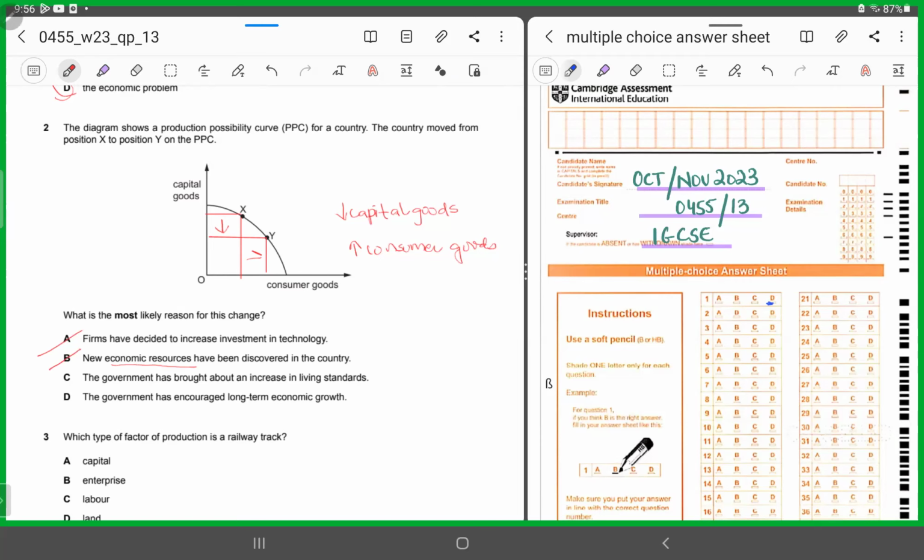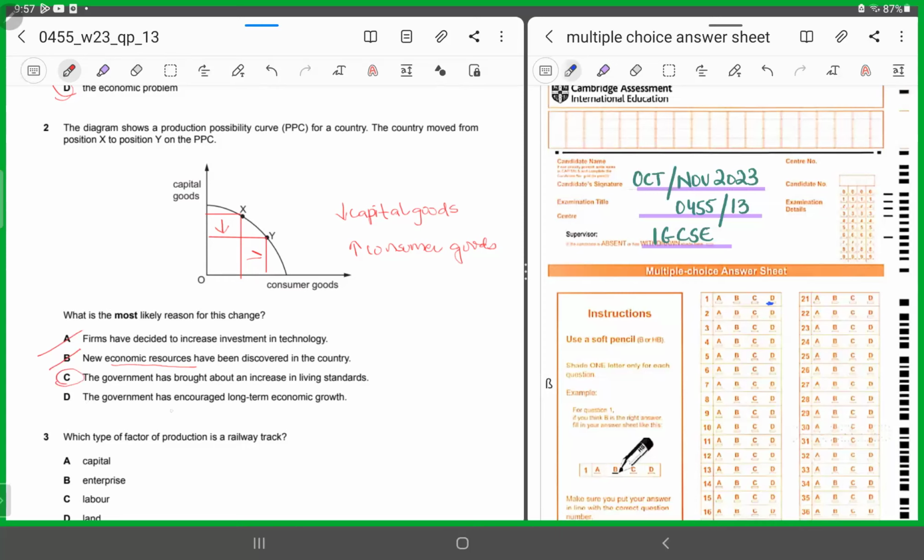C says the government has brought about an increase in living standards. Yes, this is the correct answer. Why? Because now the government is concerned with the production of more consumer goods. What does it imply? It implies a movement towards a higher standard of living. The government is trying to provide a higher quality of life to its citizens. So it has to be C in this case.